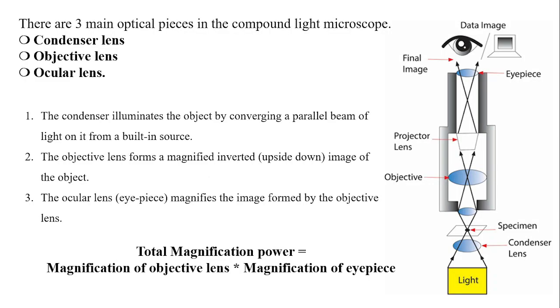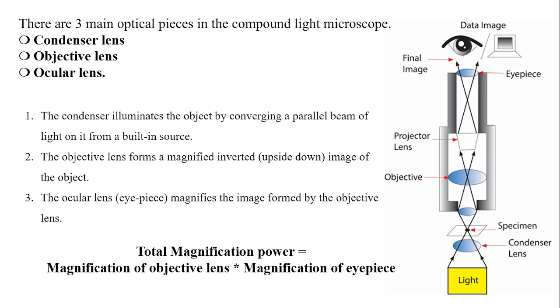There are three main optical pieces in a compound light microscope. First is the condenser lens, then the objective lens, and then the ocular lens. The main function of the condenser is that it converges a beam of light onto the specimen that we are visualizing. Then there is the objective lens. It forms a magnified and inverted image of the object. And then the ocular lens further magnifies the image that is formed by the objective lens.